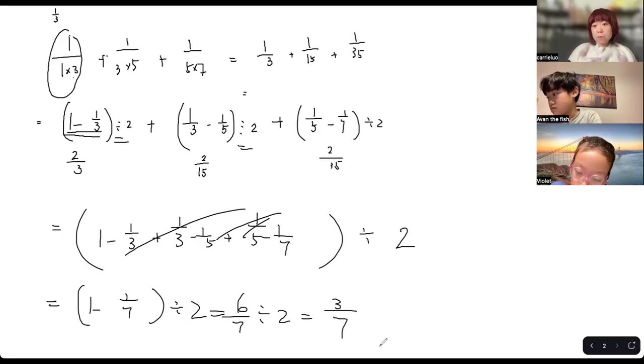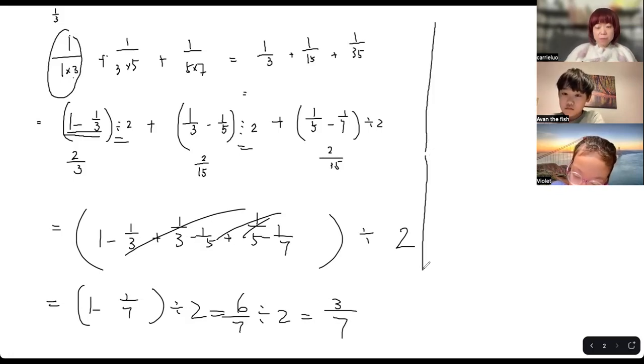Okay, do you understand? So, Evan, I'm going to give you another question. Tell me, what is the pattern? Why is it sometimes divided by 2, sometimes divided by another number? Okay, Violet and Evan, take a look. Let me give you another question.